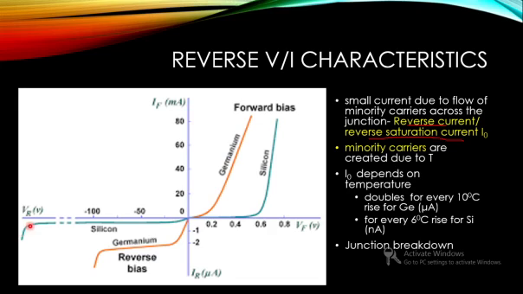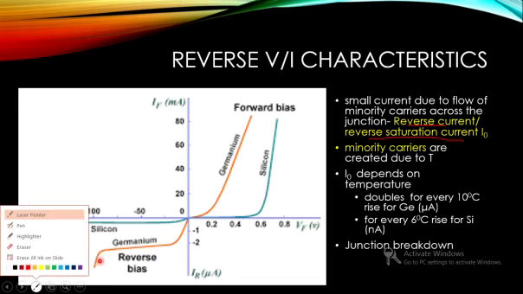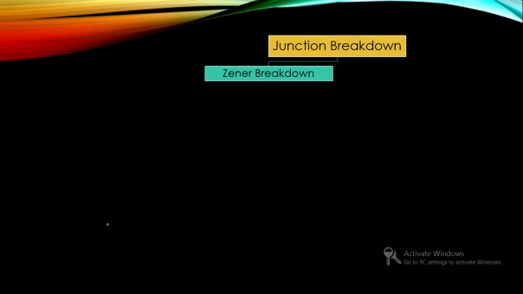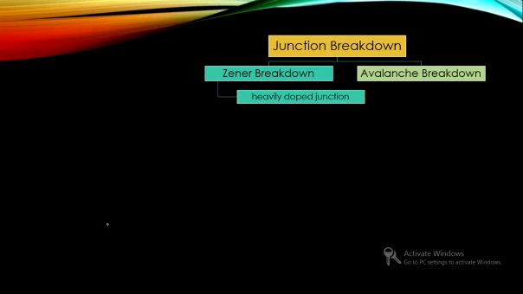And another feature you can notice is that at a particular voltage, there is a sudden, very sharp increase in current, and that is called junction breakdown. The junction breakdown can occur in two ways. One is called Zener breakdown, another is called avalanche breakdown.